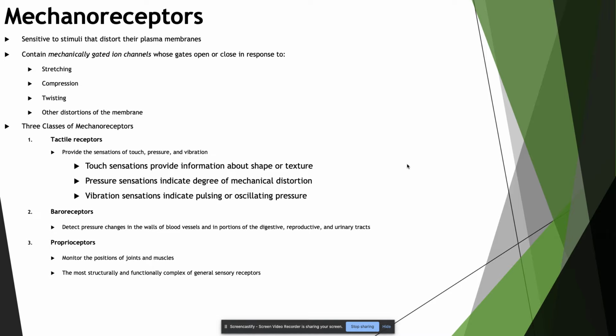Baroreceptors detect pressure changes in the walls of blood vessels and in portions of the digestive, respiratory, and urinary tracts, and proprioceptors monitor position of joints and skeletal muscles. And they are the most structurally and functionally complex of the general sensory receptors.